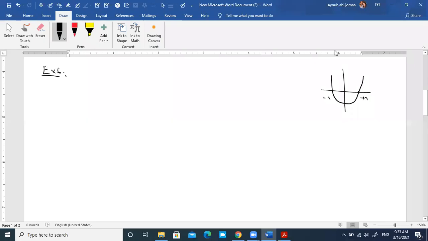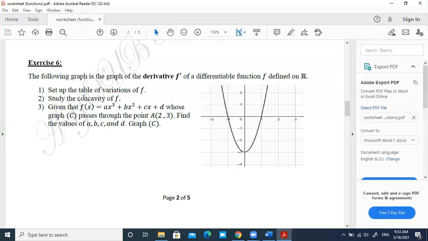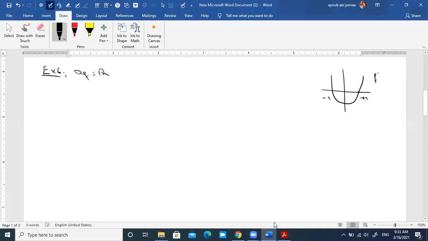Given the graph of the derivative of the function f defined on R, the domain of the function is the set of real numbers R, and you are given the graph of the function. Part 1: set up the table of variations of f.